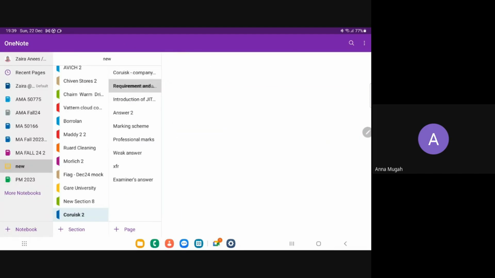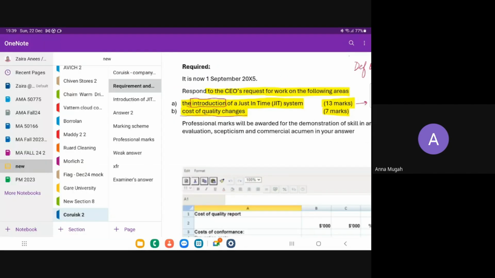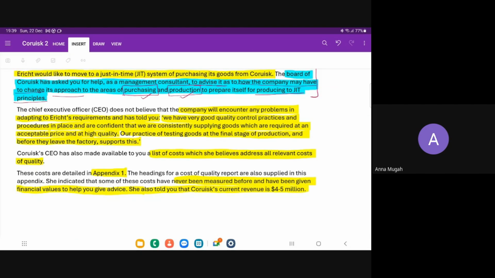So what is the requirement? Again, let's revisit the requirement. The requirement is from two parts. The first part is the introduction of JIT, how the introduction of JIT requires changes, and the second thing is cost of quality changes. So these are two requirements. So if we are moving towards the first requirement, the introduction of JIT.